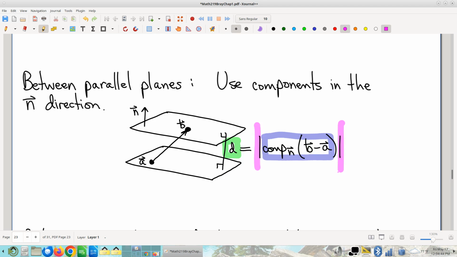In this case, as I have it drawn, the component would be positive, because you can see right there, there's that difference vector, there's the component, it is in the same direction that the normal vector is pointing, and it would be positive as it is. But if you had picked the vectors and subtracted them in the other direction, your component will be negative. Nothing wrong with that.